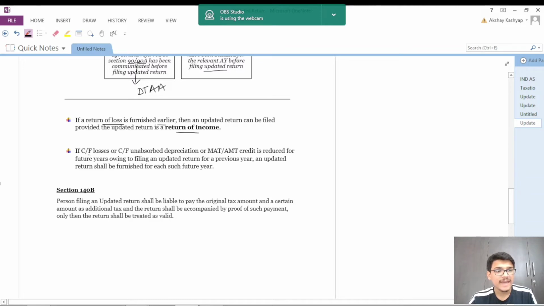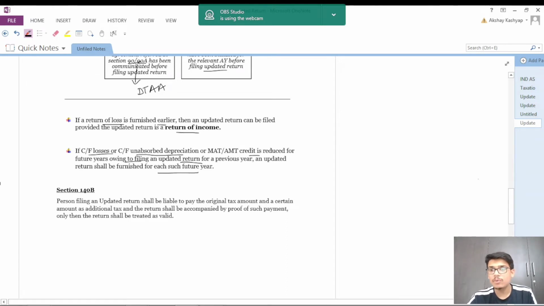Also, if carry forward losses, carry forward unabsorbed depreciation or MAT credit is reduced for future years owing to filing an updated return, then an updated return shall also be furnished for each such future year. So this provision says that if your losses, MAT credit or unabsorbed depreciation for the future years has been reduced because you're filing an updated return now and offering additional income to tax, then the law says that for such future years also you will have to file an updated return.